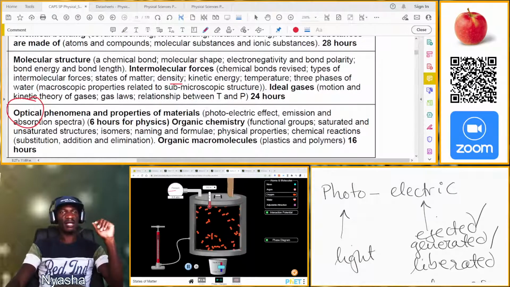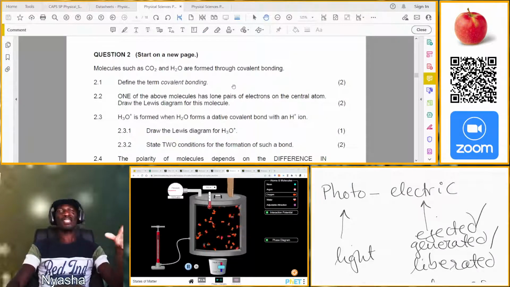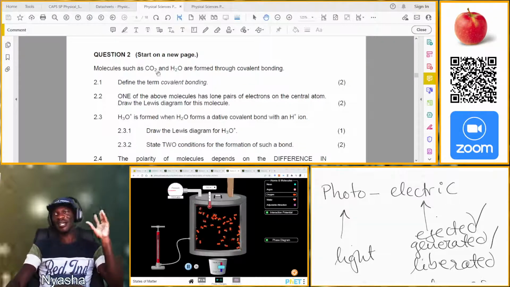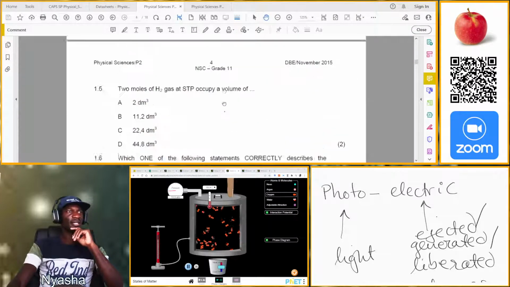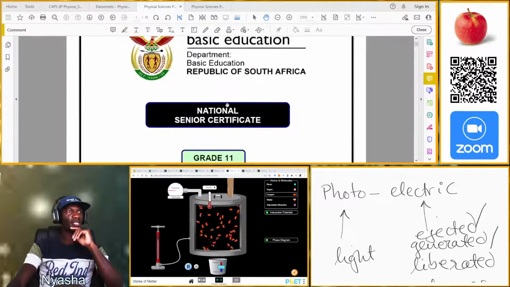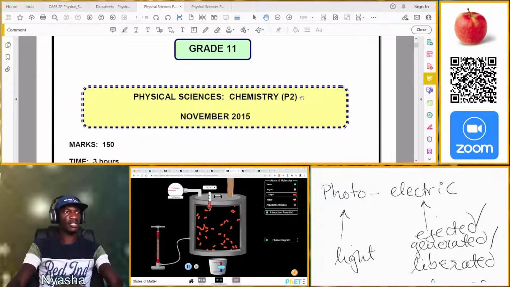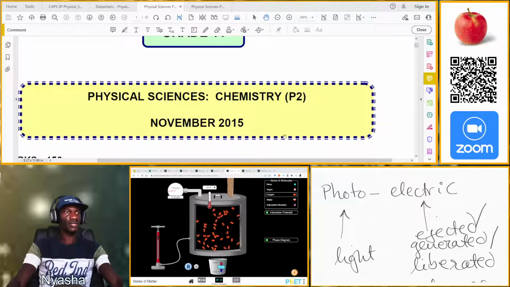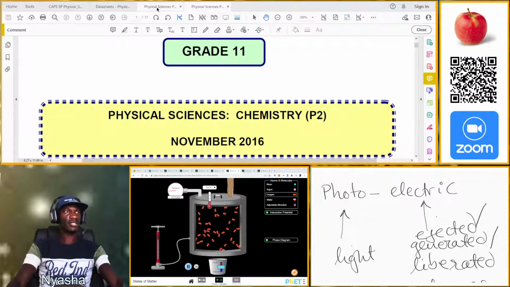So to end our short discussion for the beginning of this year, I will ask you to identify the molecular structure questions that we have in our two papers. This paper is straight from the net, so you can download it. This paper is a grade 11. It's supplied on the main website of the Department of Education, so you can find it there. This one is a 2015 paper, and this one, I think, 2016.